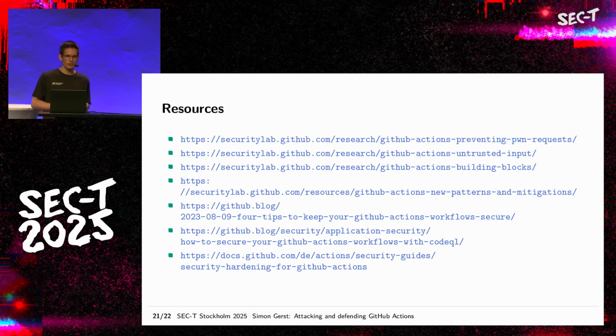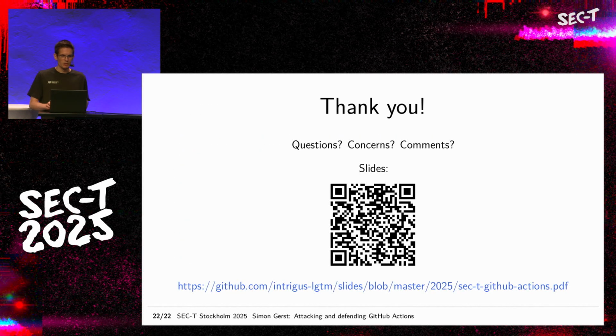And now I have some more resources, because there is a lot more than I could fit into this talk. There are the niche that works on self-hosted runners, so runners that are not hosted on GitHub. And even with hosted runners on GitHub, there are a lot more niche exploitation techniques. With that, thank you for your attention, and I'm happy to take any questions.